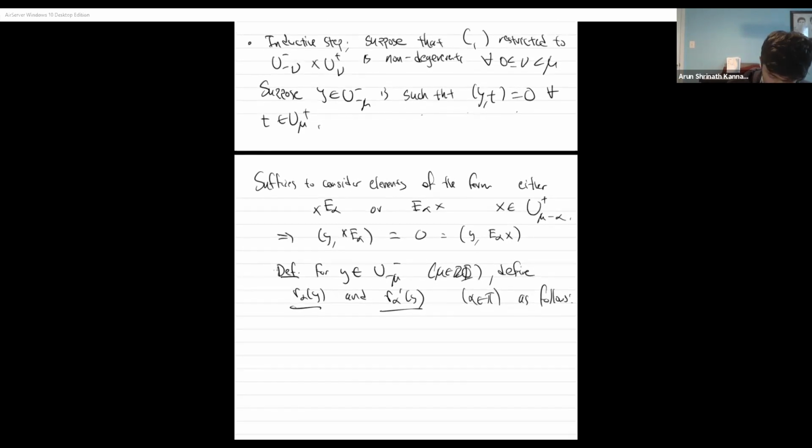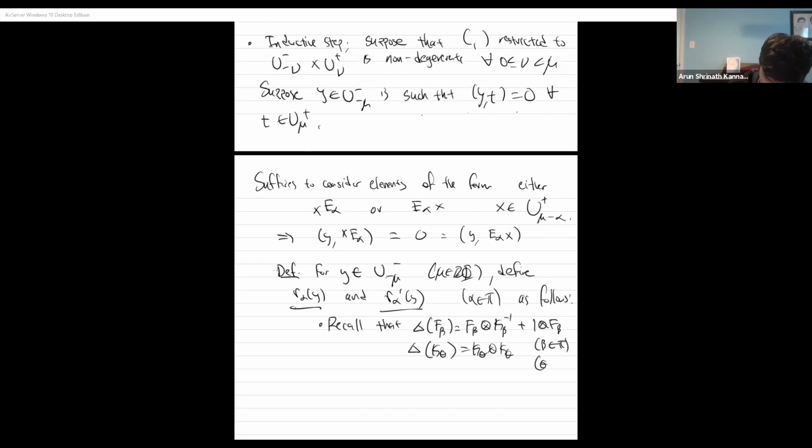Okay, so let's first recall that delta of f beta is equal to f beta, the co-multiplication, k beta inverse plus 1 tensor f beta, where beta is a simple root, and delta of k theta is equal to k theta tensor k theta, where theta is in the root lattice.